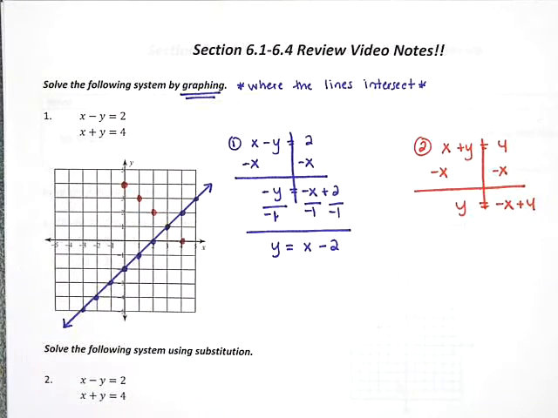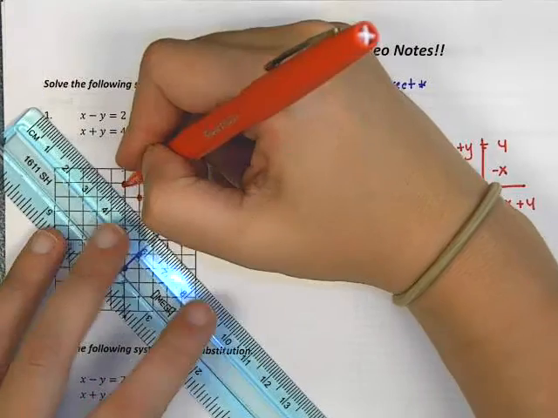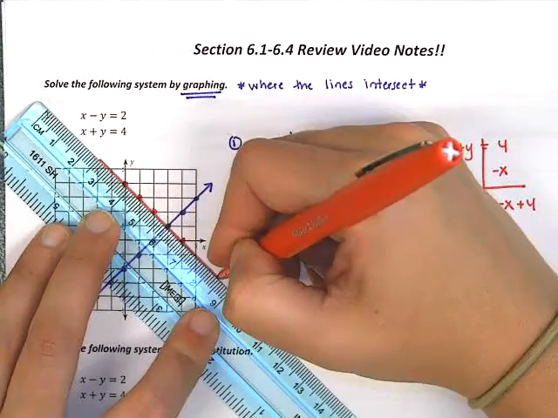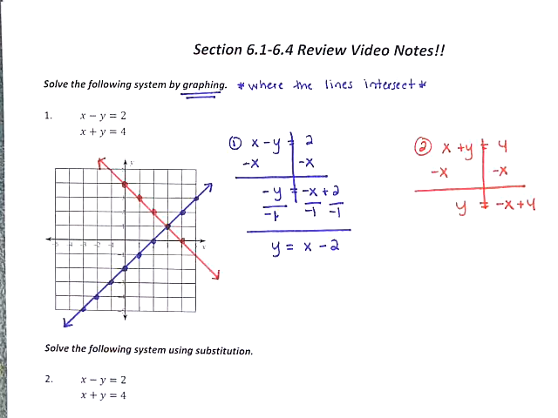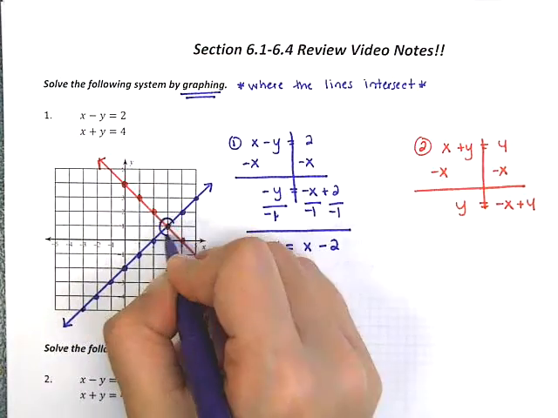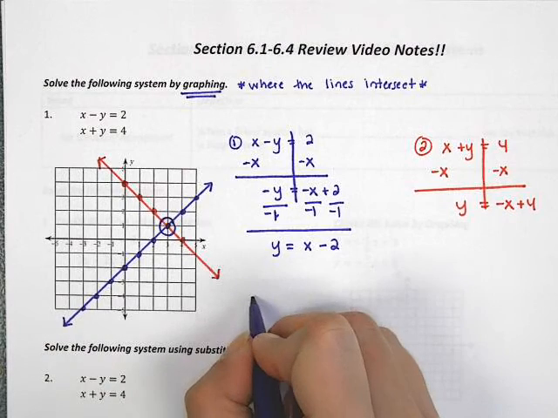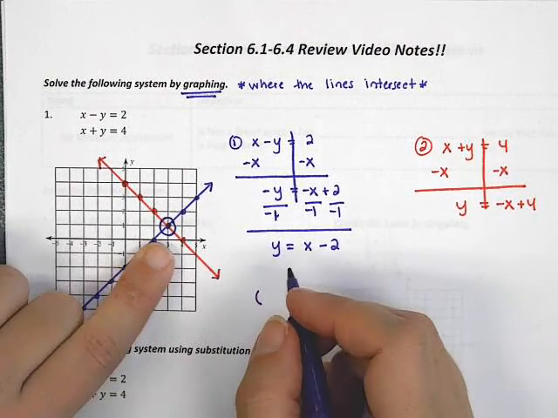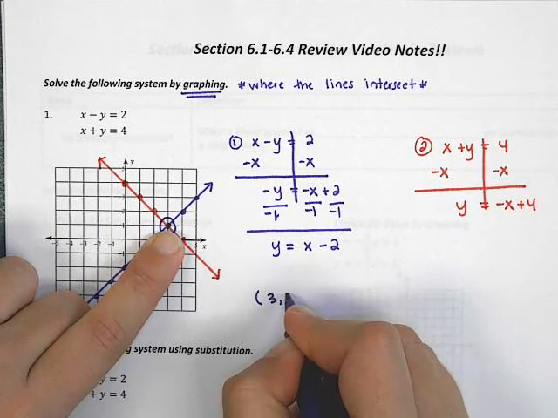And I notice that one of the points that I graphed landed directly on top of a point for the purple line. So this point right here is the answer I was looking for, which means the answer would be 3, 1.